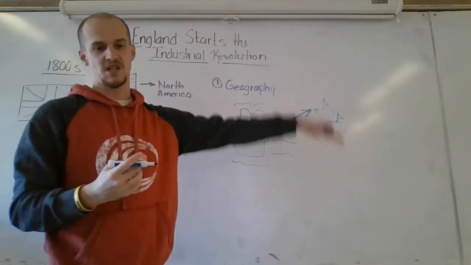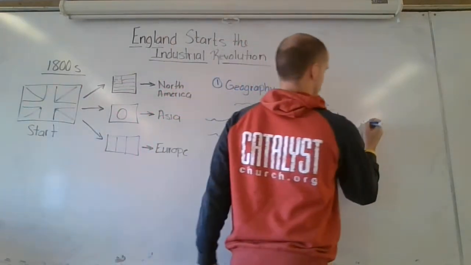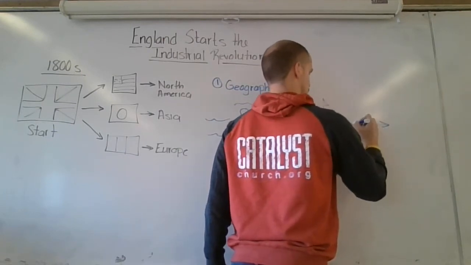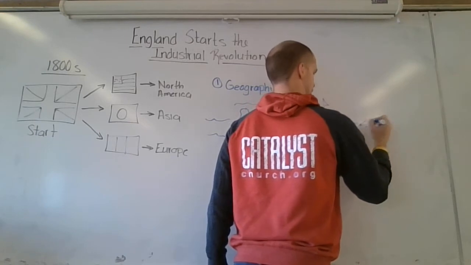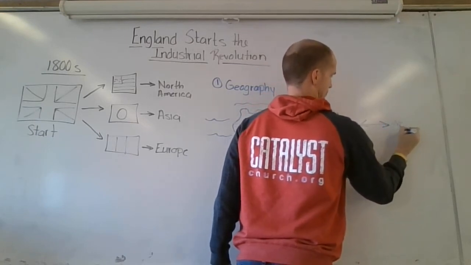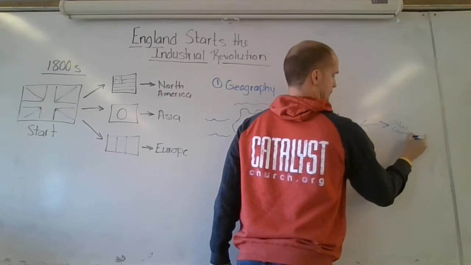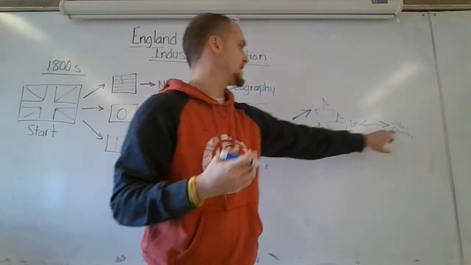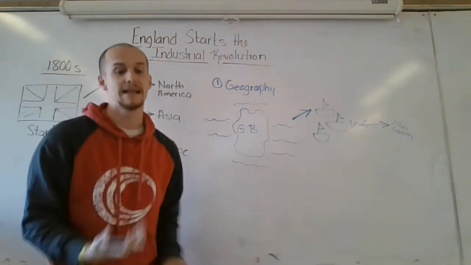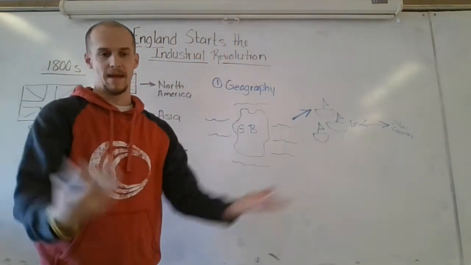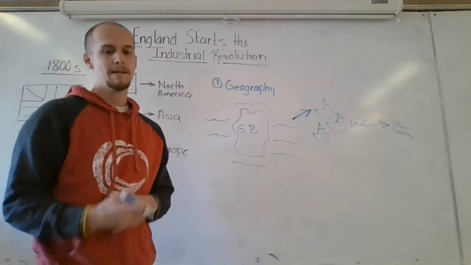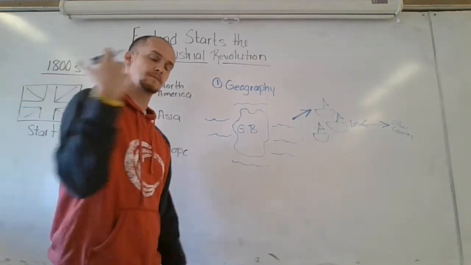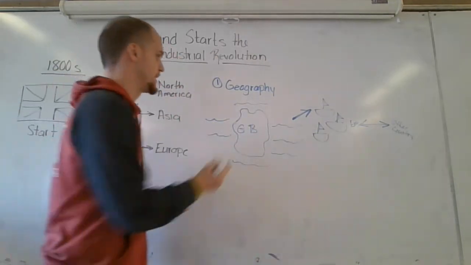And that transportation system allowed for trade back and forth between England and other countries. And so that constant trade back and forth between England and other countries created a need to make more stuff. And that making more stuff allowed them to continue to trade and to make more money in that way.